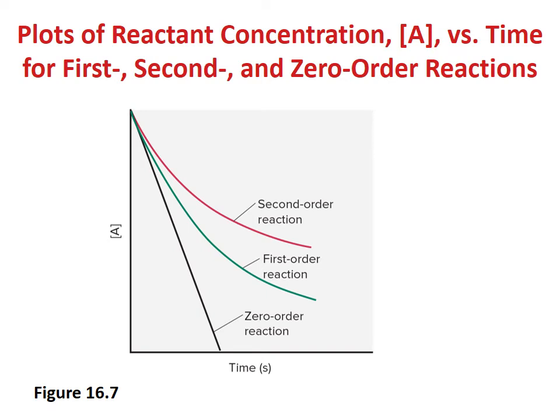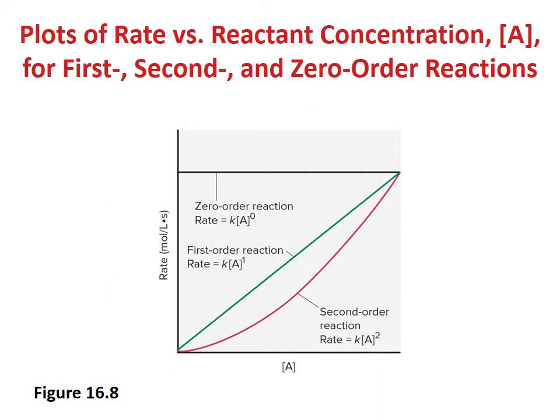This diagram shows the plots of reactant concentration versus time for the first, second, and 0 order reactions. For all these reactions, the concentration decreases when time increases. However, for the first order reaction, the decrease slows down as time goes on. And for the second order reaction, the decrease slows down even more. For the 0 order reaction, the decrease does not change as time goes on.